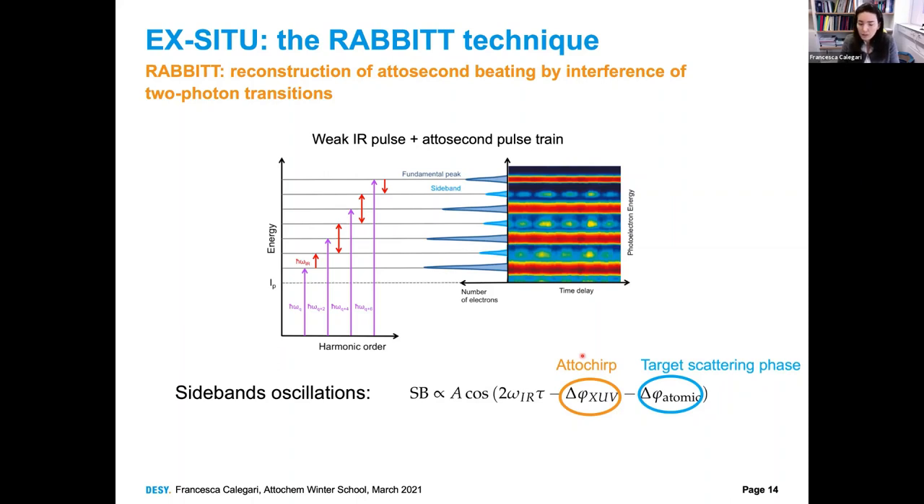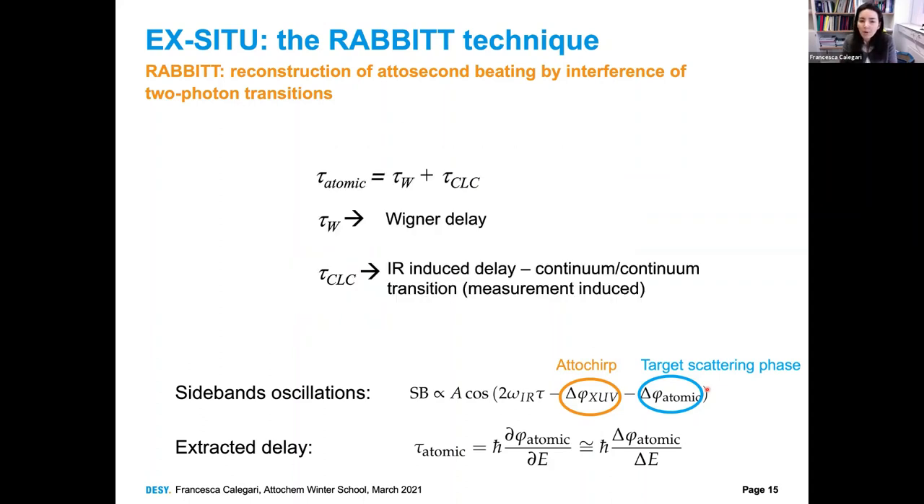But the term I would like to focus on in this lecture is the target scattering phase here that I'm now calling delta phi atomic in the case of an atom, but of course this could be any kind of target. And this phase, as we have seen, corresponds indeed to a delay, so to say, this tau atomic, as I called it now, a sum of two terms. The first term is the Wigner delay that we have discussed, the delay that is accumulated by the electronic wave packet by scattering on the Coulombic potential. And then there is an additional term, which is called the Coulomb laser coupling term. And it's basically only an IR-induced delay.